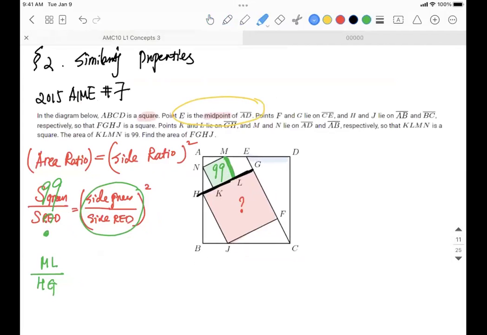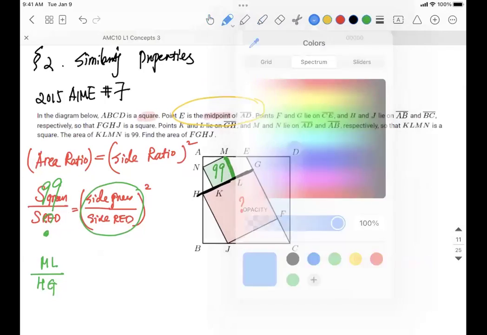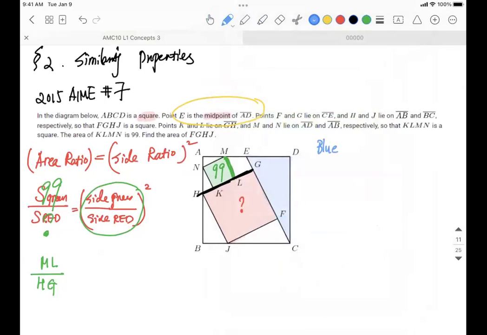So this blue triangle, ED in this blue right triangle, ED over DC is actually 1 over 2, right? This is 1, this is 2, right? I think this is understandable, okay?